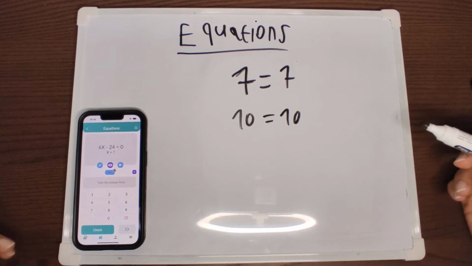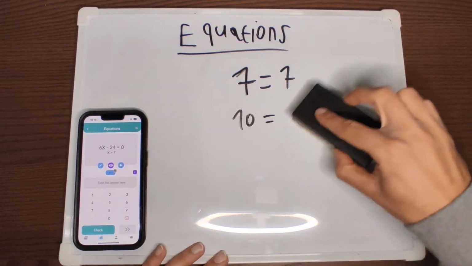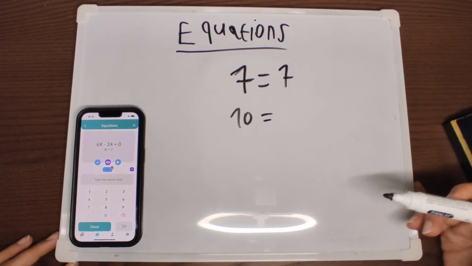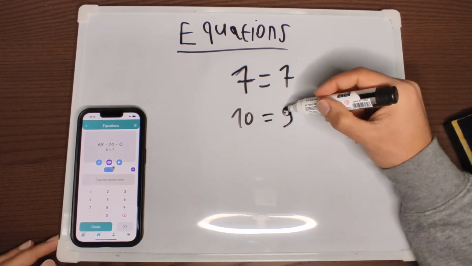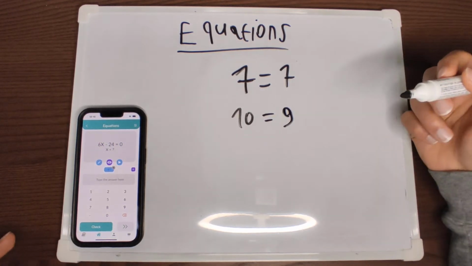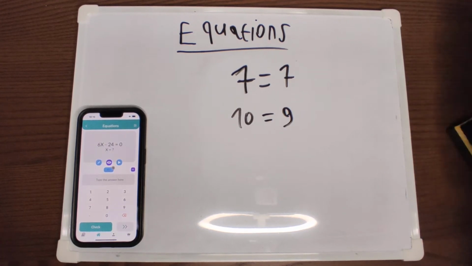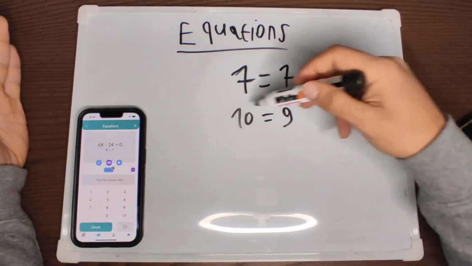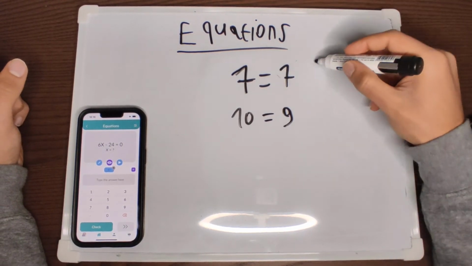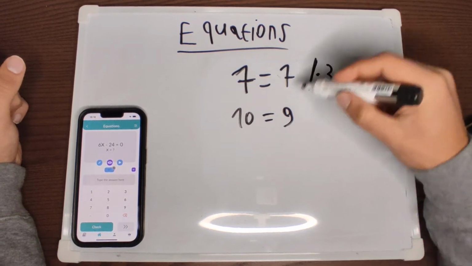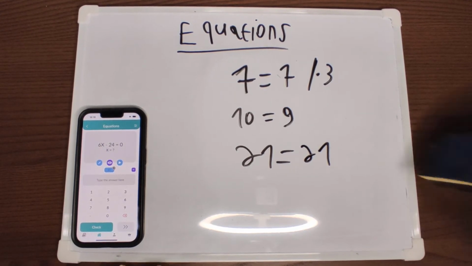But I couldn't just add 3 here and 2 here. Why not? Because then I will have 10 right here and 7 plus 2 is 9. So it's not a valid equation. I just ruined the equation. So what we can do is the same exact operation on both sides. So I can also multiply both sides by 3, which will result in 21 equals 21. Okay, why am I telling you this?